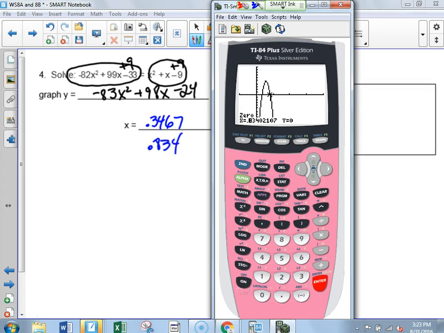A student taught me this, and this is my favorite method of finding zeros. You can use intersection to find zeros. If you go to y2 and you type a 0, now to find the zeros, you can use the intersection method. Enter, enter, enter. It finds this one.